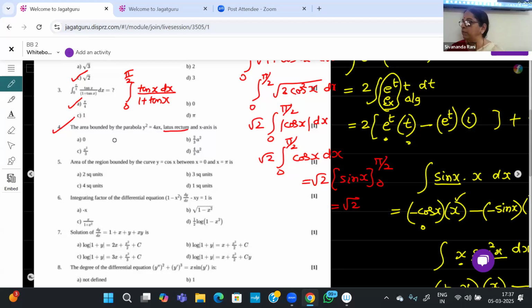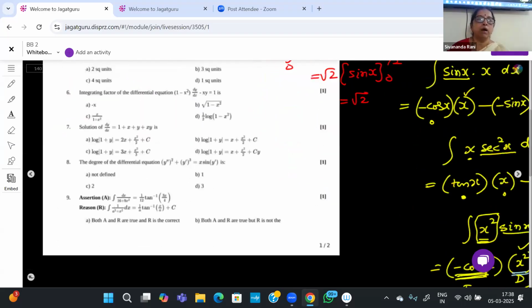Okay, if you've not remembered, what is the focus of a parabola? Anyone? Oh, you have forgotten all regarding focus. Focus is at a comma 0.